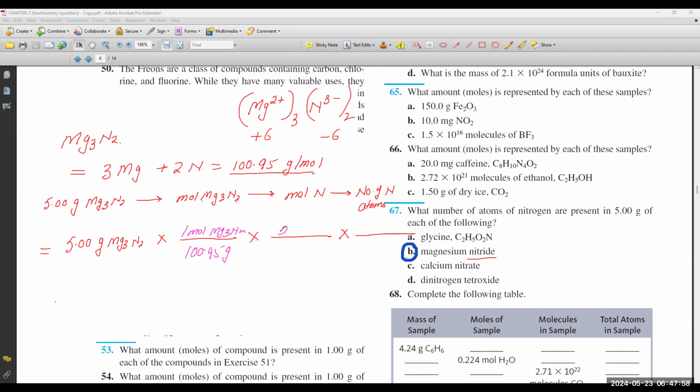Then the ratio is 2 moles of nitrogen, because in 1 mole of Mg3N2, there are 2 moles of nitrogen. Mg3N2. Then Avogadro's number: atoms of nitrogen over 1 mole of nitrogen. Mayank, you're with us? And then plug in everything, all the numbers, units cancel. Check the units, are they canceling?